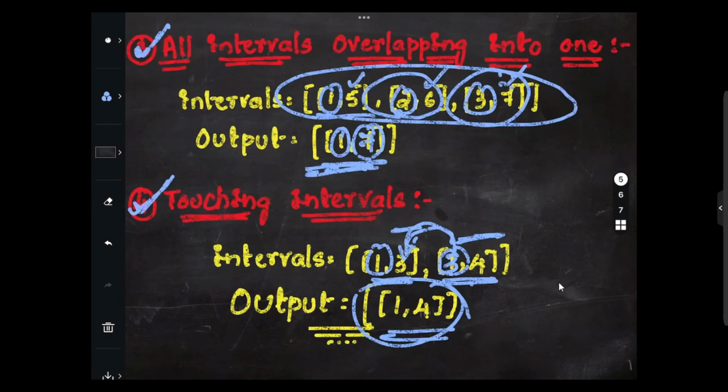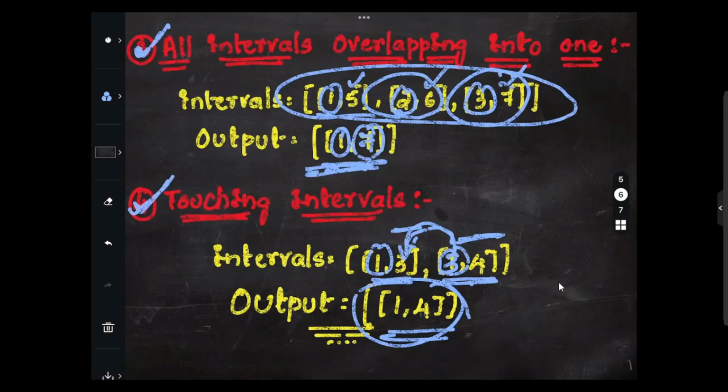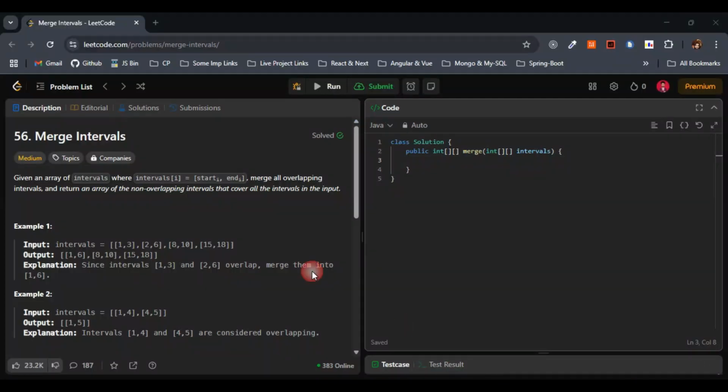So these are the edge cases that we need to keep in mind. The first edge case is for the single interval, the second is for all disjoint intervals, the third is for all intervals overlapping into one, the fourth is for the touching intervals, and the fifth is for the intervals already merged, right? So now we are completely familiar with the edge cases as well as the approach, so we are good to write the code. Let's start writing the code.